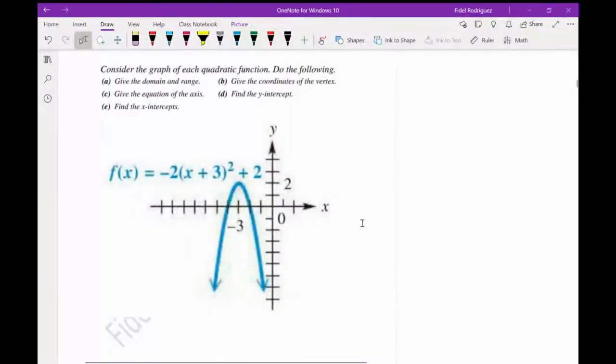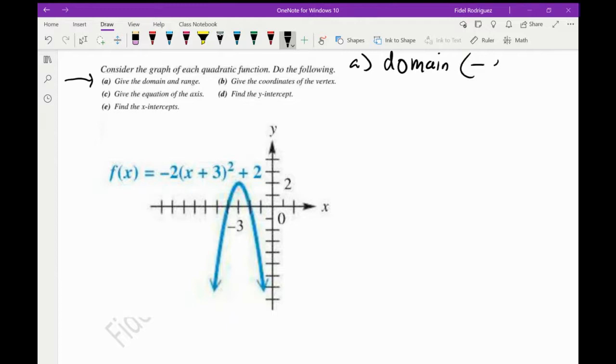All right, so look, this problem here is almost identical to the one we did. We're going to do the same steps. The only thing that's different is the graph and the equation that we have, but the process is going to be the same, okay? So part A, we're going to find the domain and the range. Remember, the domain should always be the easiest part because the answer is always going to be the same. The domain is always going to be negative infinity to infinity.